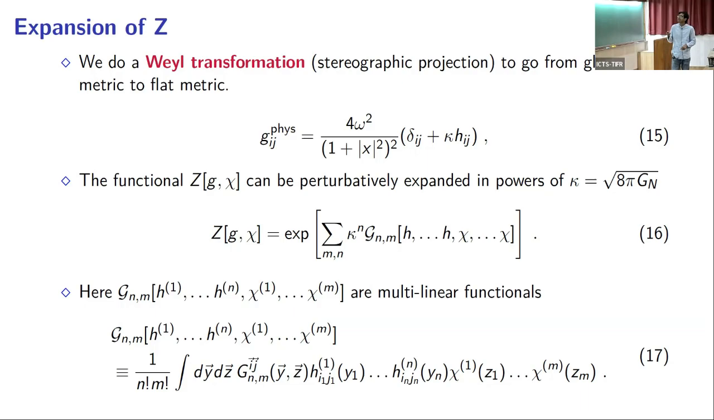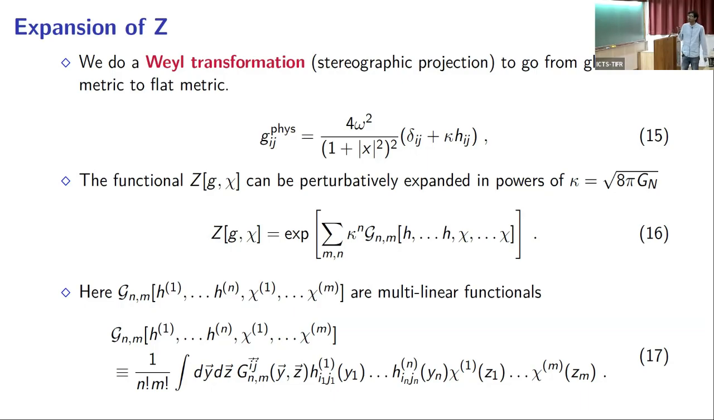So we can make a Weyl transformation here. This was our physical metric, and we went to flat coordinates, absorbing this factor with some Weyl transformation. This is kind of like a stereographic projection. After doing this, we can expand J in powers of kappa. Kappa is 8 pi G_N, our Newton constant.